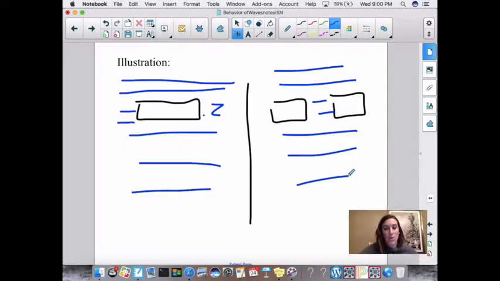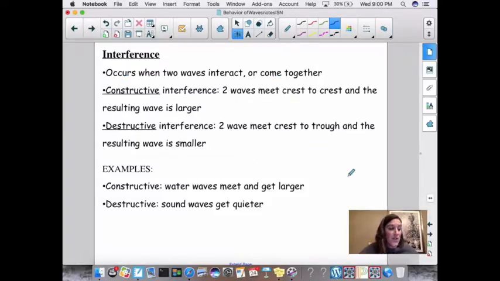So not only does it work with water waves, but I gave you an example of sound waves as well. So again, at any point, you can pause this podcast, you can rewind, you have the ability to do that. All right, interference. Interference is going to occur when two waves interact or come together.